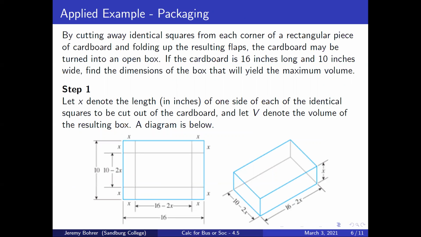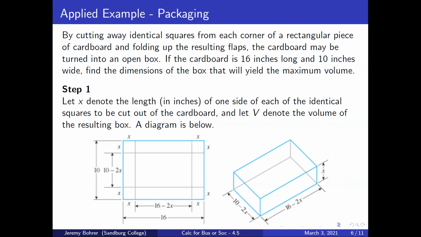By cutting away identical squares from each corner of a rectangular piece of cardboard and folding up the resulting flaps, the cardboard may be turned into an open box. If the cardboard is 16 inches long and 10 inches wide, find the dimensions of the box that will yield the maximum volume. Step 1.